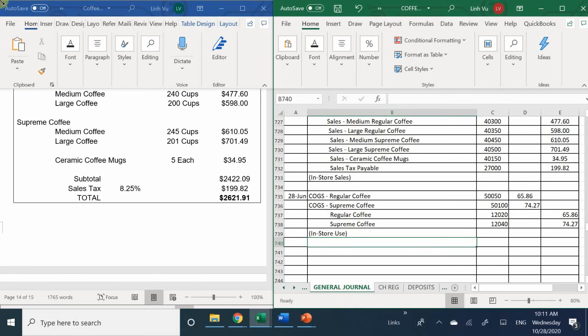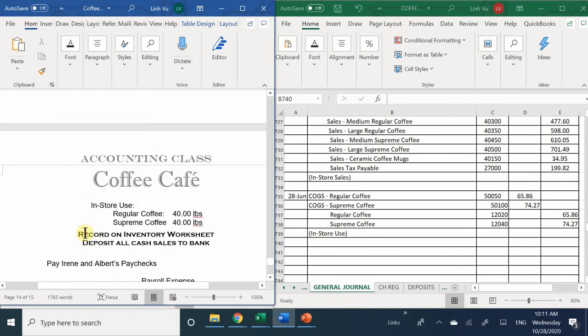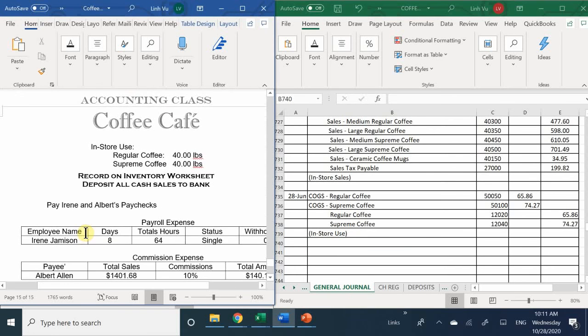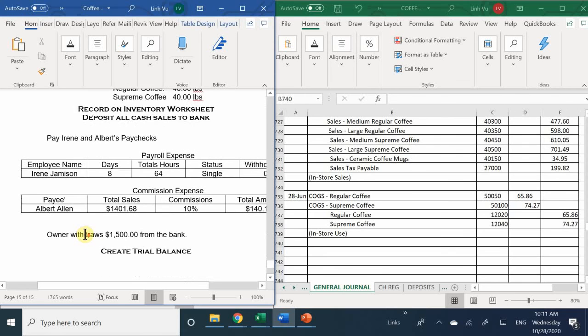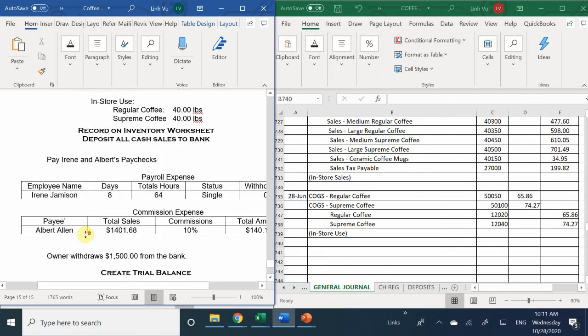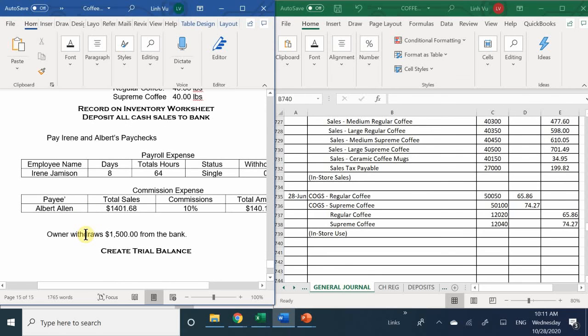So back to my journal. All right, and then what happens next? So we're gonna finish these last two, then our last three, then take a break, and then do our trial balance together. Okay. So, how do we pay Irene? Let's look at the information here.